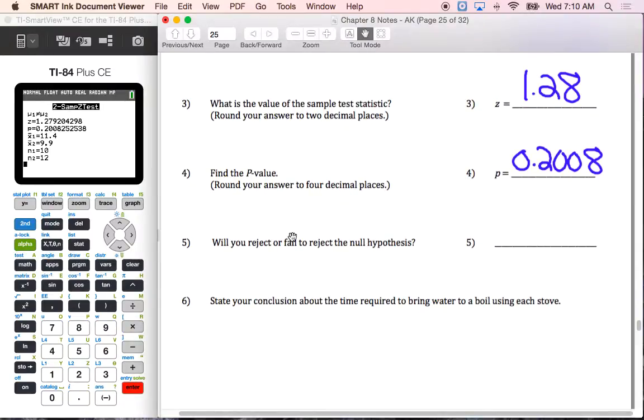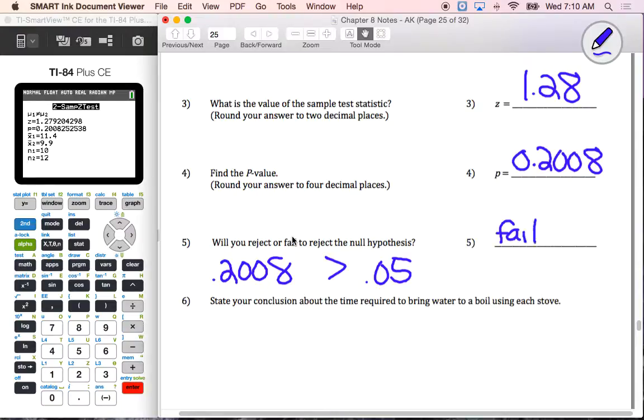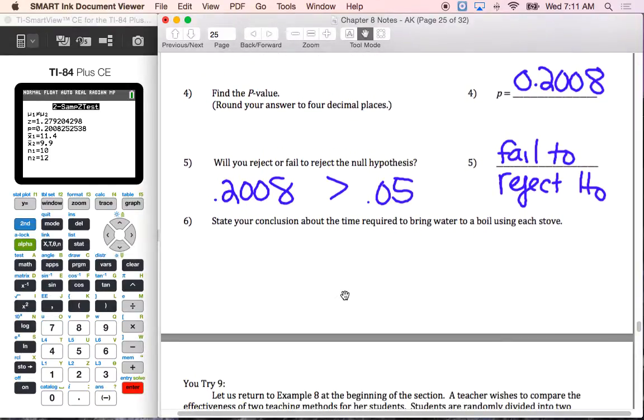So now we're going to compare that with our alpha. Remember, p goes on the left, alpha goes on the right. We have a greater. Whenever it's greater, we're going to fail to reject. So again, when we go through this, we need to make sure we write our sentence.